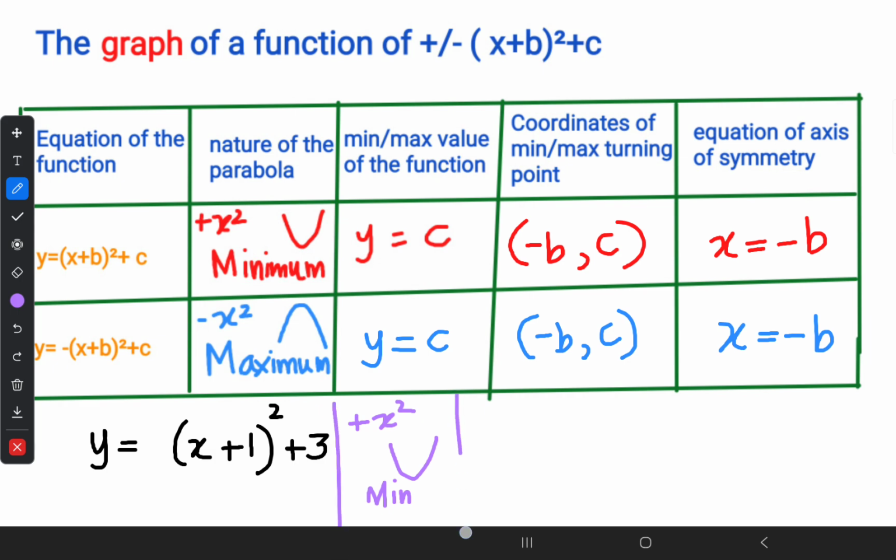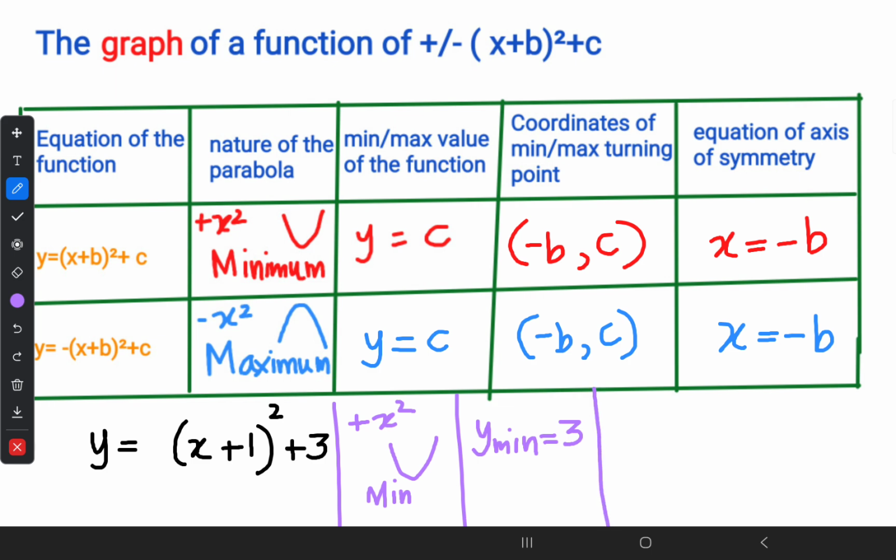Thereafter, for the second one, the minimum or maximum value. Look at this, y equals c. We can directly write that as the minimum or maximum value. Since it is a minimum graph, we can write the minimum value as y minimum equals 3. This is a minimum graph, so y minimum would be the c value. Here c is substituted as the number 3, so we can directly write it as 3.